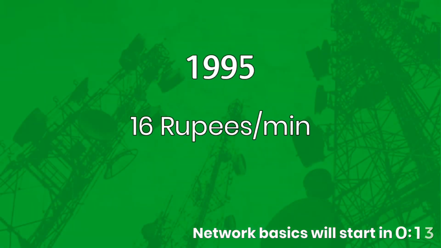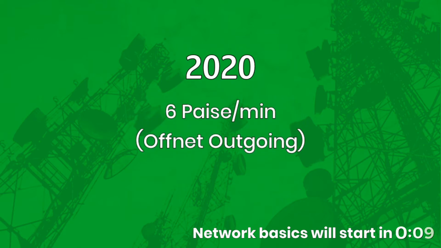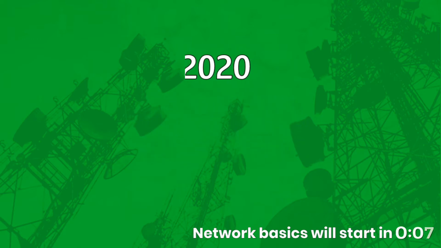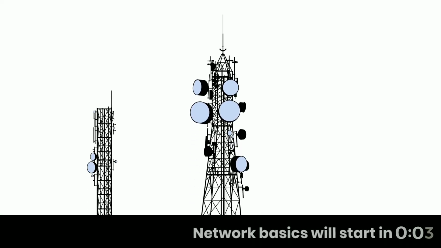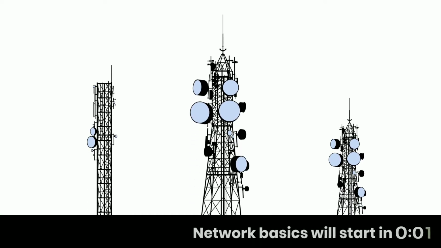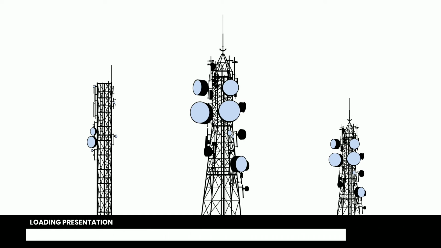From spending 16 rupees per minute back then to as low as 6 paise per minute now, we have come a long way. But do we realize how technology makes this possible? Let me explain the basic working of mobile or cellular networks. I will start from the beginning.